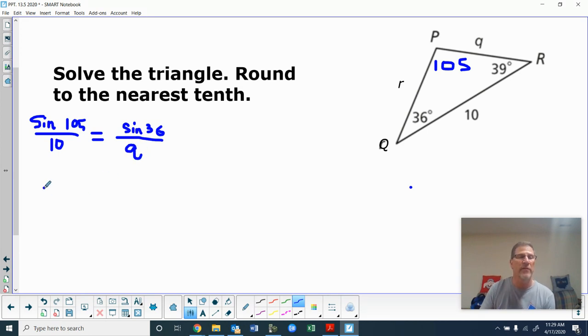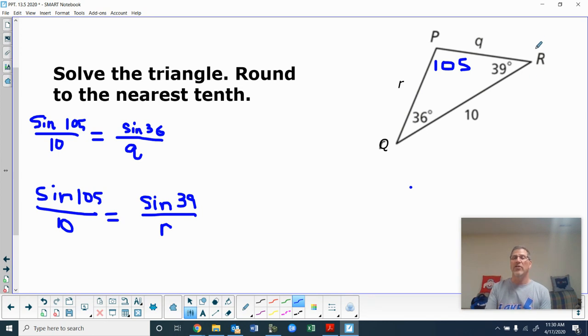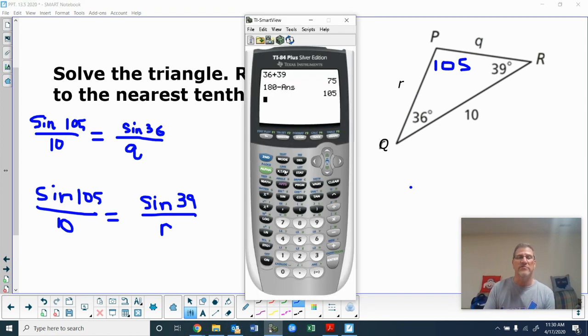And then the other one will be sine of 105 over 10 again, equals sine of 39 over R. Again, the side opposite. All right, so angle R was there, that's why side R is there. Okay, angle Q's here, so that's why side Q's up there. So we'll go back to our calculator and do those two.